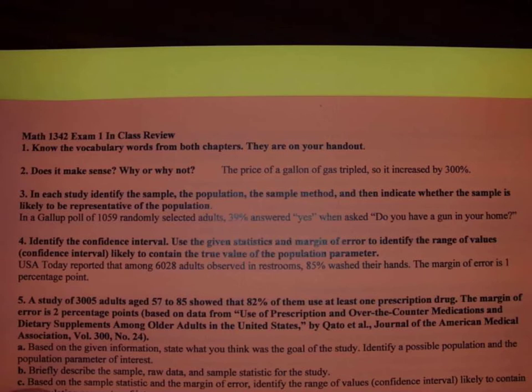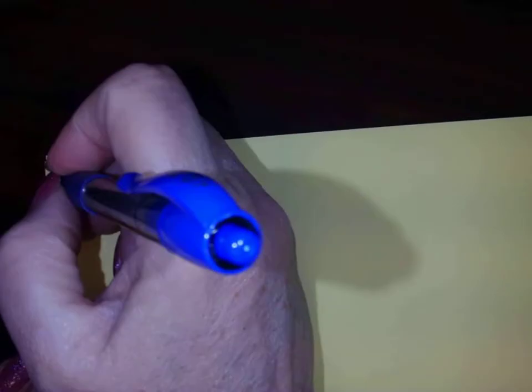All right, so our first question is, does it make sense? Why or why not? So, let me be clear. The questions will be similar to these, but not exactly these. So, you're going to have to know the concept of it. The ones on your review are slightly different. So, it'll give you some different concepts to look at. But they won't be this exact question. It'll just be similar. All right, so the price of a gallon of gas tripled, so that means it increased by 300%.